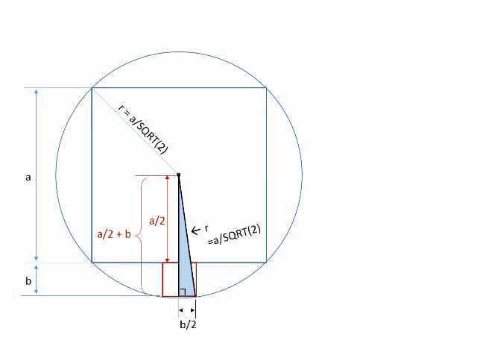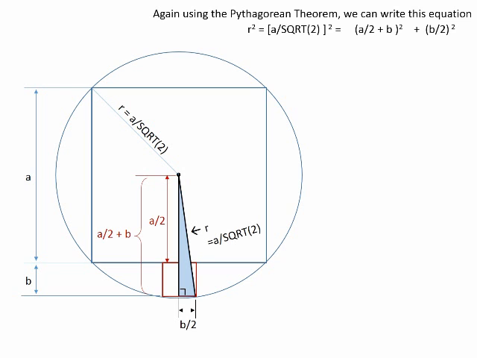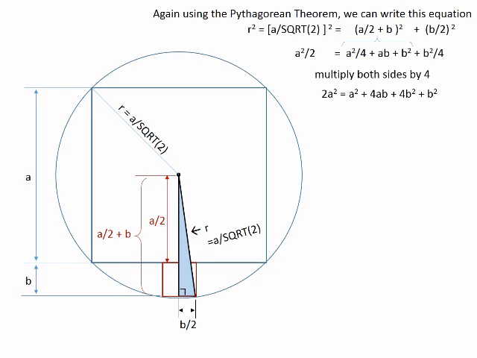Again, using the Pythagorean theorem, we can write this equation. Expanding the squared terms yields this simplified equation. Multiply both sides by 4 to get this expression, which simplifies to. Now divide both sides by b squared to get this expression of a over b.